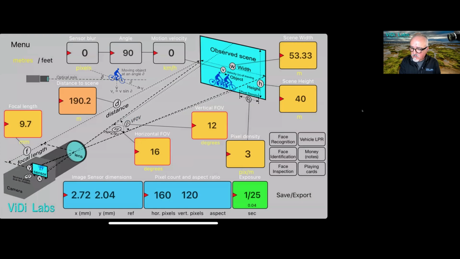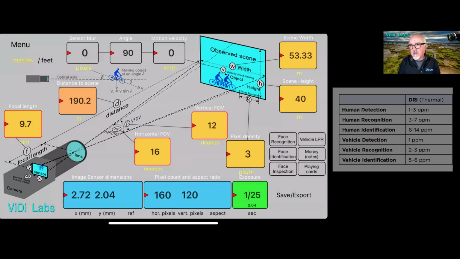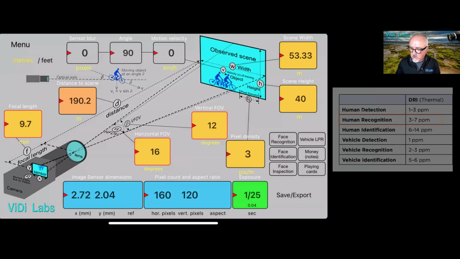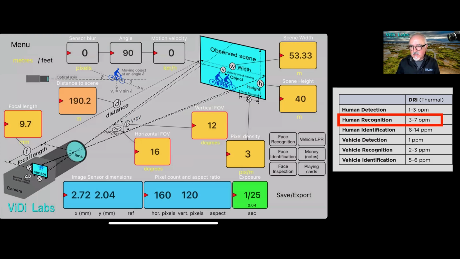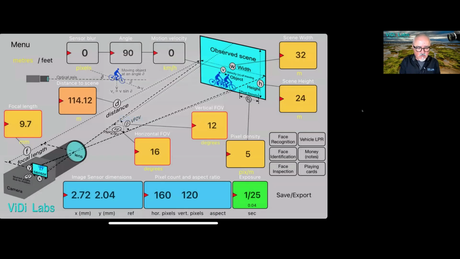So what is then to recognize? Now, according to thermal recognition, we need to recognize the vehicle at 2 to 3 pixels, which means about 200 meters we probably will recognize that's a vehicle rather than a person. If we want to see a person, the thermal recognition is 3 to 7 pixels per meter. So let's choose somewhere in between, let's say 5 pixels. If we want to be sure, at about 100 meters we would be confident that this is really a human and not a car.